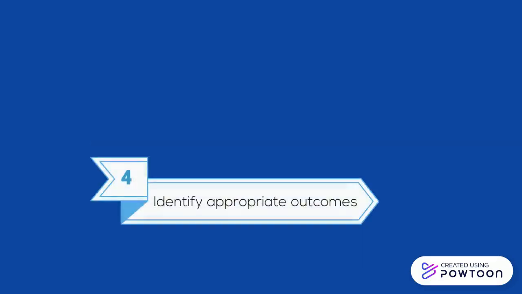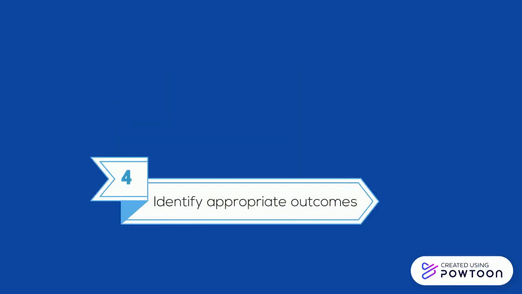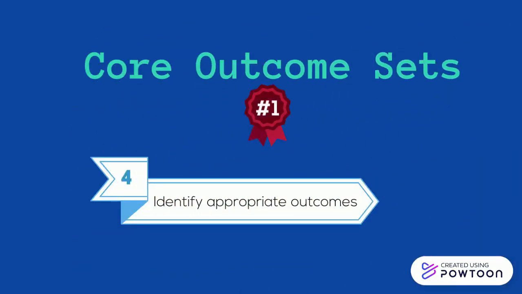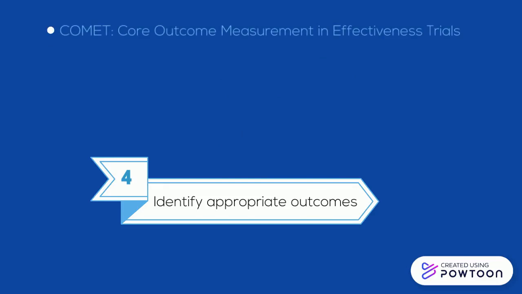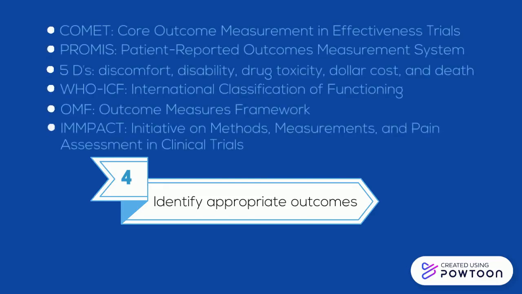4. Identify appropriate outcomes per the stakeholders and user groups, broadly referred to as the 9 Ps. Various frameworks for defining core outcome sets can be utilized, which encompass measured benefit versus harm, mortality, and other impacts upon individuals in the population of interest, like symptom severity, emotional impact, quality of life, financial burden, etc. The 5 Ds and the WHO ICF are examples of recognized frameworks.